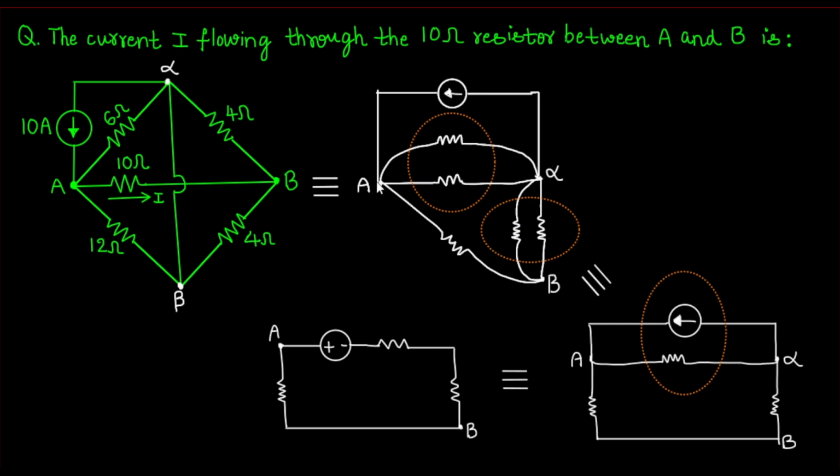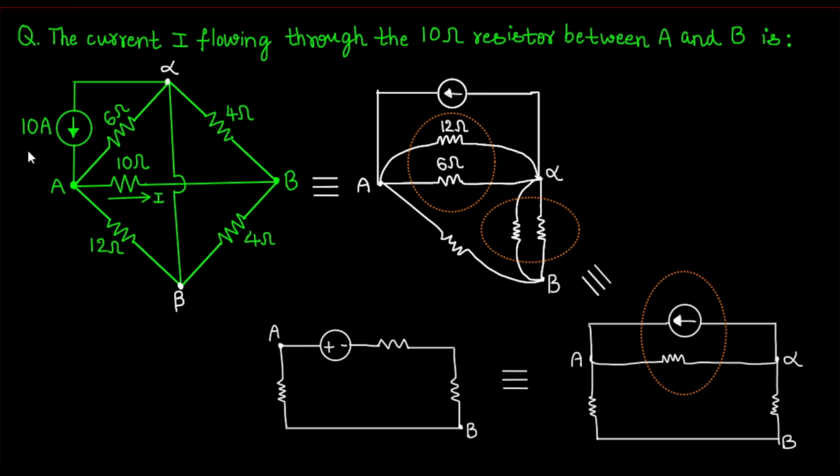So let us redraw this circuit, which will simplify our solution. So here I am taking the point A, and between the point A and alpha, we have 6 ohms. So let us write this. And between the points A and beta, we have a resistor of value 12 ohms. Here, alpha and beta are at the same potential. So indirectly, this 12 ohms is in connection with A and alpha. That means it is in parallel with 6 ohms.